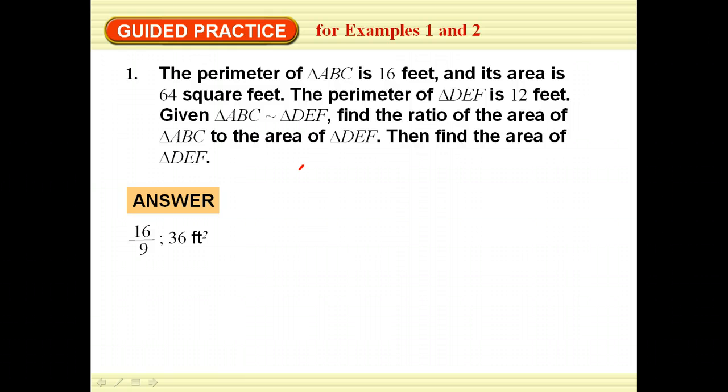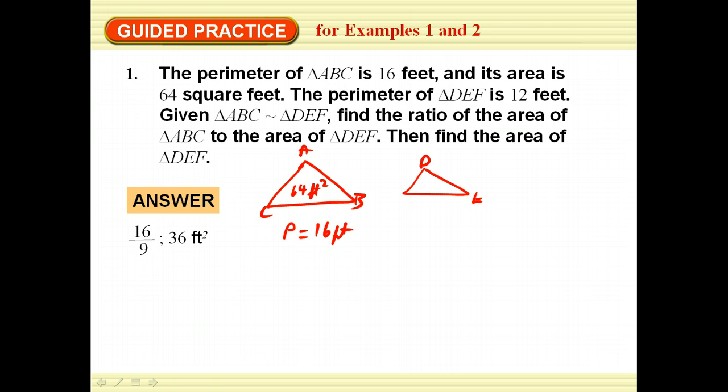Well, what they did was they said, okay, I've got this triangle ABC, and it says that the perimeter is 16 feet and the area is 64 square feet, or feet squared. I've got another triangle that is DEF. We know that they're similar. This perimeter is 12 feet, and we're looking for the area.